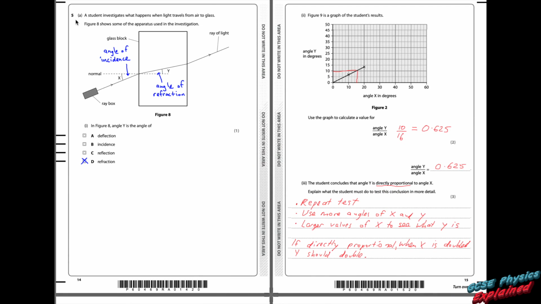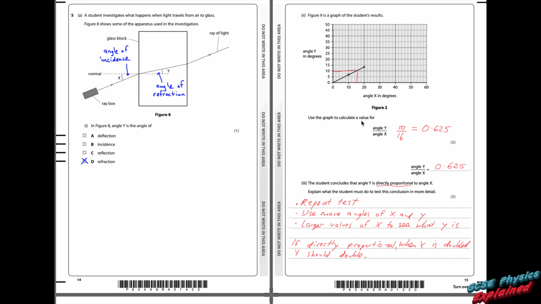Question 5. A student investigates what happens when light travels from air to glass. Figure 8 shows some of the apparatus used in the investigation. So it's a standard refraction experiment. In figure 8, angle Y is the angle of... This here is the angle of refraction. So the answer is D. If they asked you what this angle was, that's the angle of incidence, because that is where the light is going in.